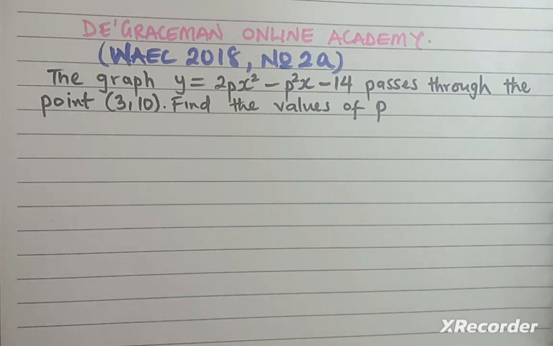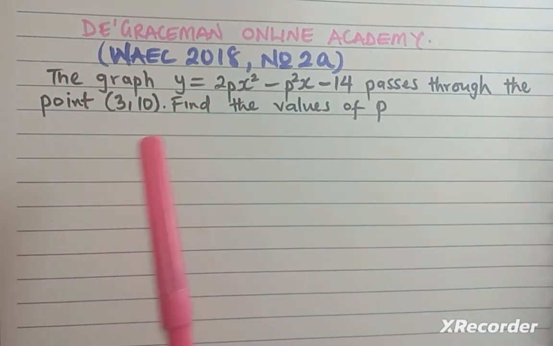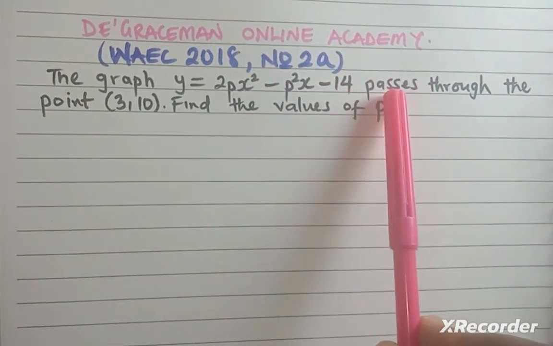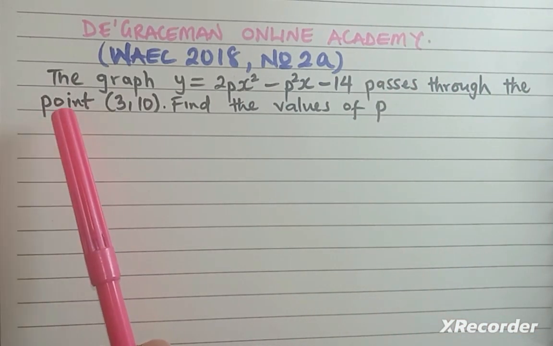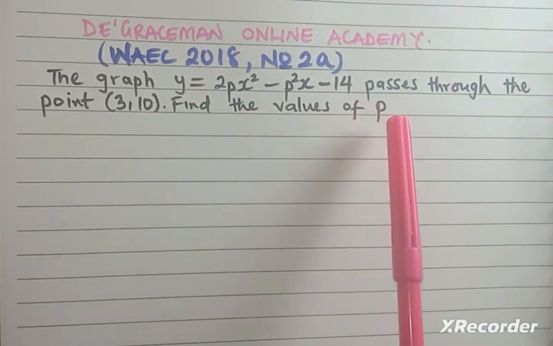In this video, I'm going to solve WAEC 2018 number 2A theory question. This is a question on quadratic graph. The question reads that the graph y equals 2px squared minus p squared x minus 14 passes through the point 3, 10. Find the values of p.